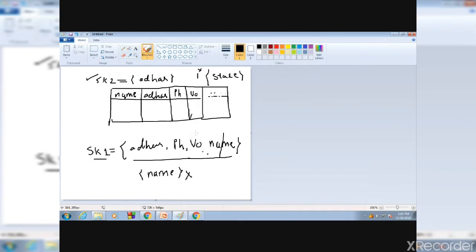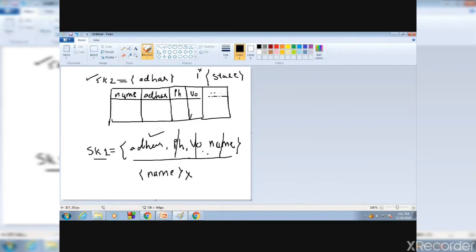If I remove voter ID, can I get the row individually? Yes. Aadhaar card number and phone number, if I give them, I can get the row individually. So this is not a minimal super key. If I remove phone number, can I get the row individually? Yes. So this is also not a minimal set. The remaining attribute, only Aadhaar card, is left. Now this is a minimal set. From this, can I get the tuples individually? Yes. So this is my key.